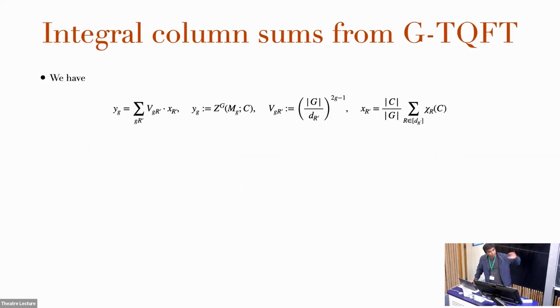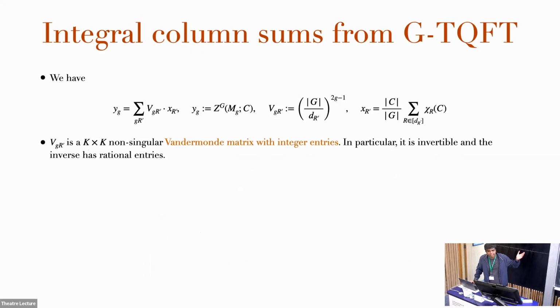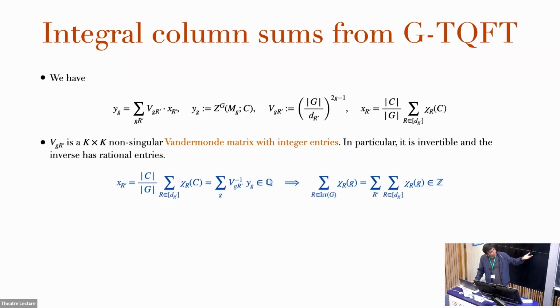What we see is that this V matrix is actually a Vandermonde matrix with integer entries. The dimension of the representation divides the order of G, so it's an integer matrix. It's a Vandermonde matrix, and it's invertible because for every R prime, this factor, order of G over d_R prime, is different, since R prime is a sum over representations with different dimensions. So it's an invertible Vandermonde matrix, and we can invert it to write X, which is the definition of X, as V inverse acting on Y.